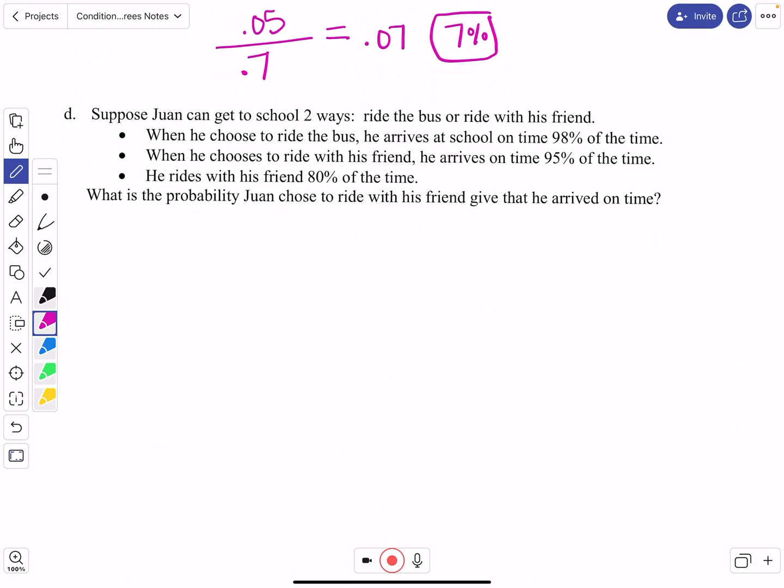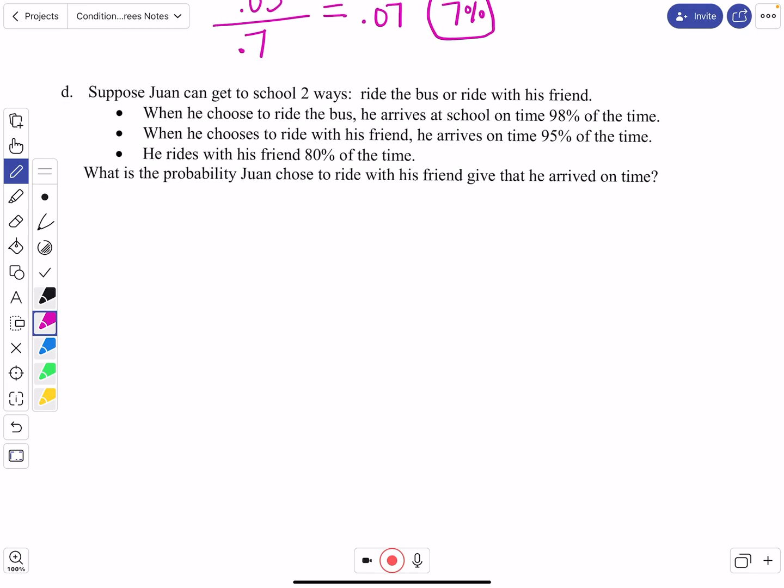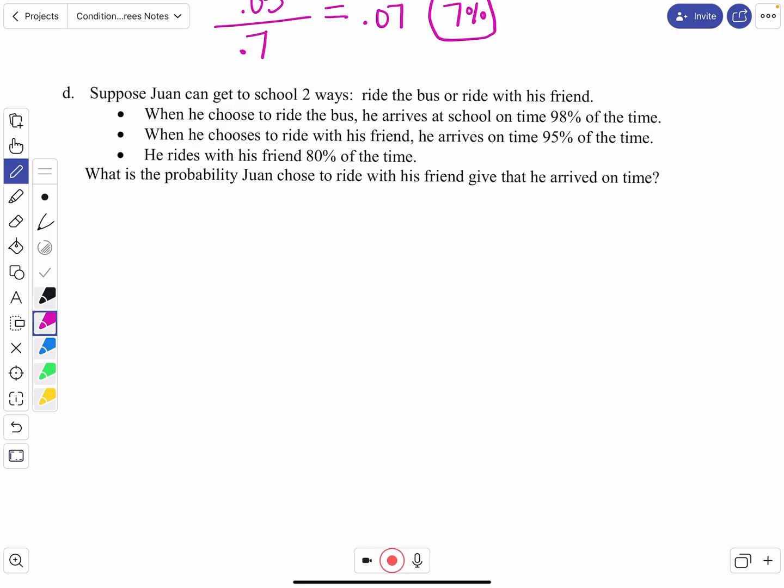Okay. And then back to making a tree. Suppose Juan can get to school 2 ways. He can ride the bus or ride with his friend. When he chose to ride the bus, he arrives at school on time 98% of the time. When he chooses to ride with his friend, he arrives on time 95% of the time. He rides with his friend 80% of the time. What's the probability Juan chose to ride with his friend given he arrived on time?